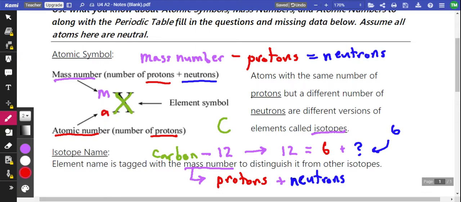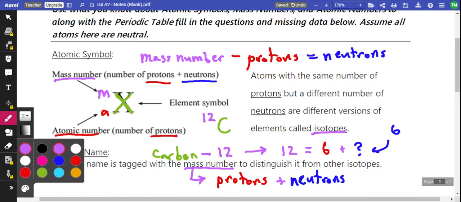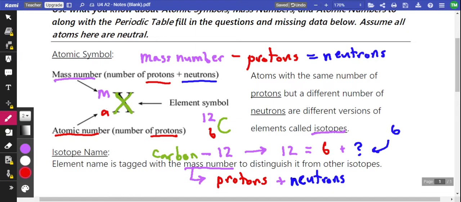So in the top left, we're going to write the mass number. If we're doing carbon-12, that 12 is my mass number, the number of protons plus neutrons, and I write that up in the top left. And then my number of protons, the atomic number, goes down in the bottom left. So it's just a different way of writing it. You can either do this as an isotope name, like this, or you can write it as the atomic symbol.